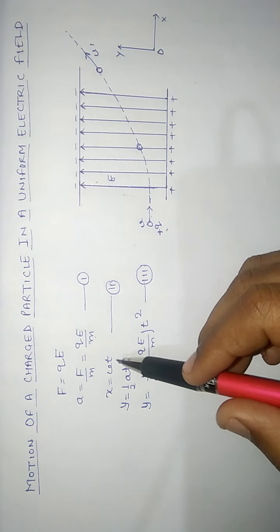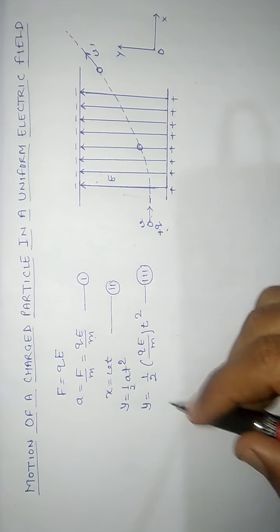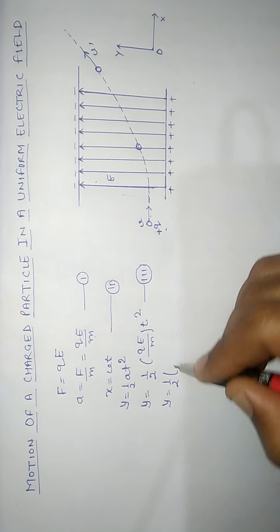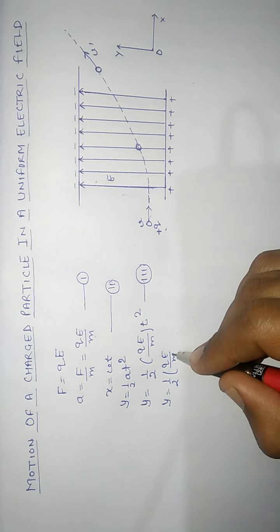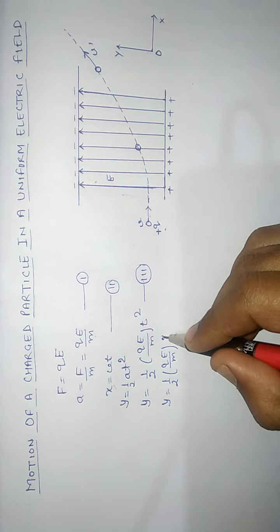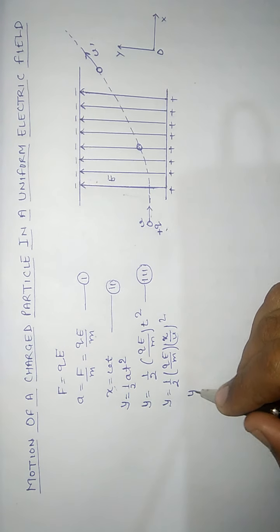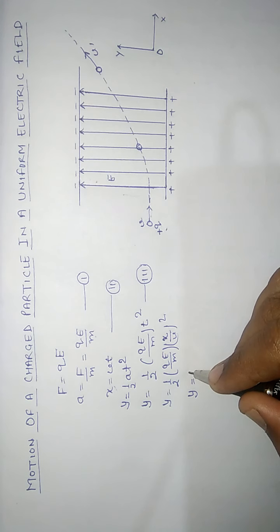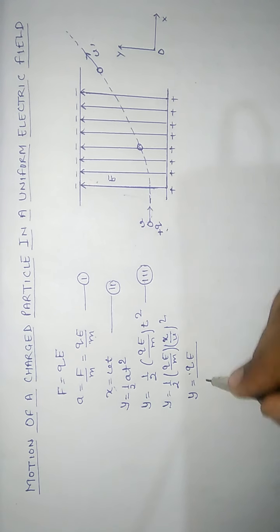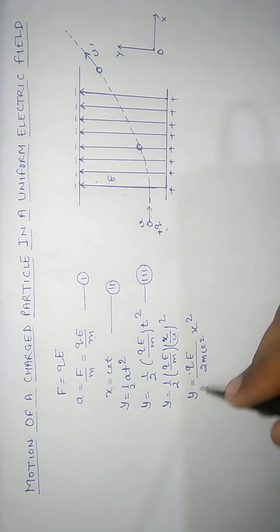Now substituting the value of t from equation number 2 into equation number 3, we will get y equals half QE upon M, and t equals x upon v, so x upon v whole square, or y equals QE upon 2mv square into x square.